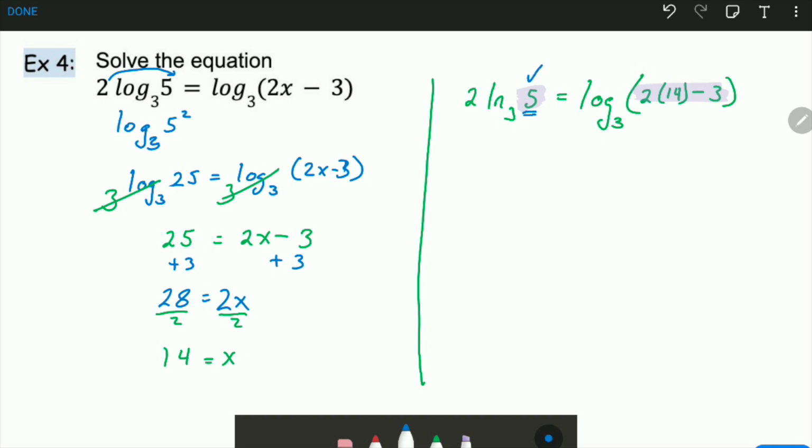We check that out there, because it was 5 in the first place. On the right side, we have 2 times 14, which is 28, and 28 minus 3 is 25. So log base 3 of 25. Now that we've verified that the domain is valid, we have concluded that there are no extraneous solutions here.